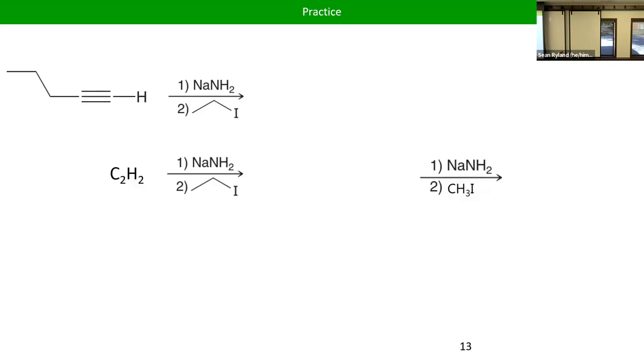So if we change it so that our second step is not add water, and we start from an alkyne, we don't need to say excess amide. If we're starting from a terminal alkyne, when we add the amide to it, we're going to make that terminal alkynide ion. And then that negative charge is going to attack whatever carbon has a good leaving group and go through an SN2.